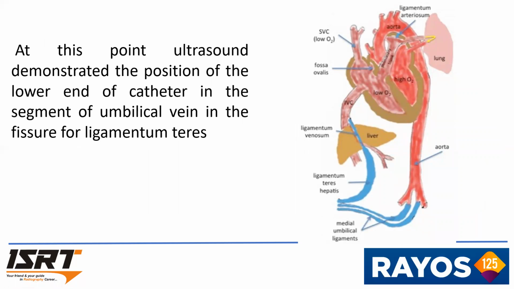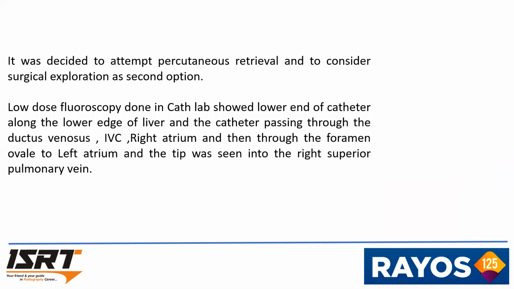At this point, the ultrasound demonstrated the position of lower end of the catheter in the segment of umbilical vein in the fissure of ligamentum teres. The catheter was here and it was no longer accessible. It was decided to attempt percutaneous retrieval and to consider surgical exploration as second option.